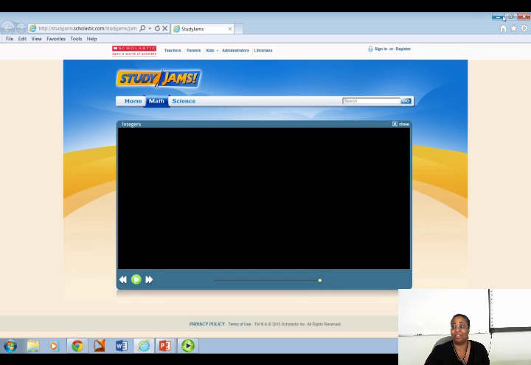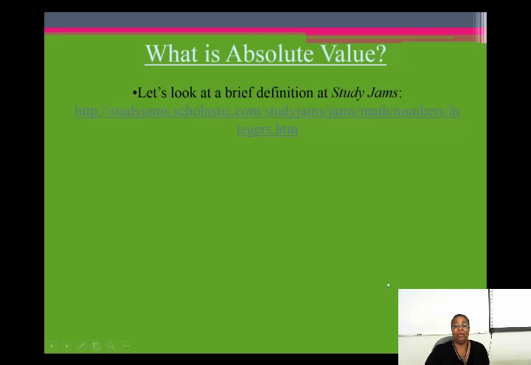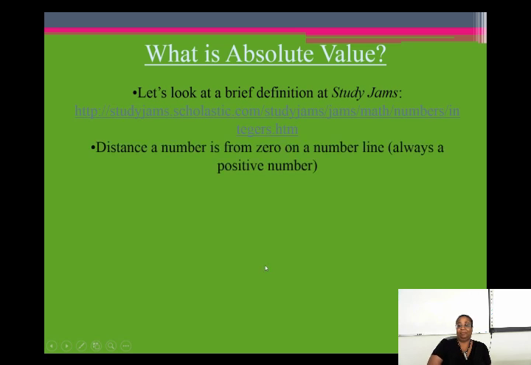Okay, so when we talk about absolute value, we are talking about the distance from zero. It is never negative. So the absolute value of negative 7 is positive 7. The absolute value of positive 7 is also 7, because it's a distance. Do you guys understand that? Okay.